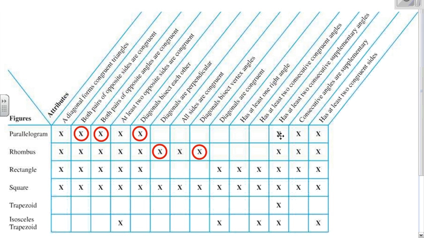A trapezoid only has at least two consecutive supplementary angles because the top and the bottom are parallel, so these two angles will be supplementary because they are same side interior, which would obviously be true if it's an isosceles trapezoid as well. But since it's isosceles, it has at least two congruent sides. It also has at least two consecutive congruent angles, the base angles. And actually, the angles up at the top as well. The diagonals are congruent, and at least two opposite sides are congruent, since it's isosceles.